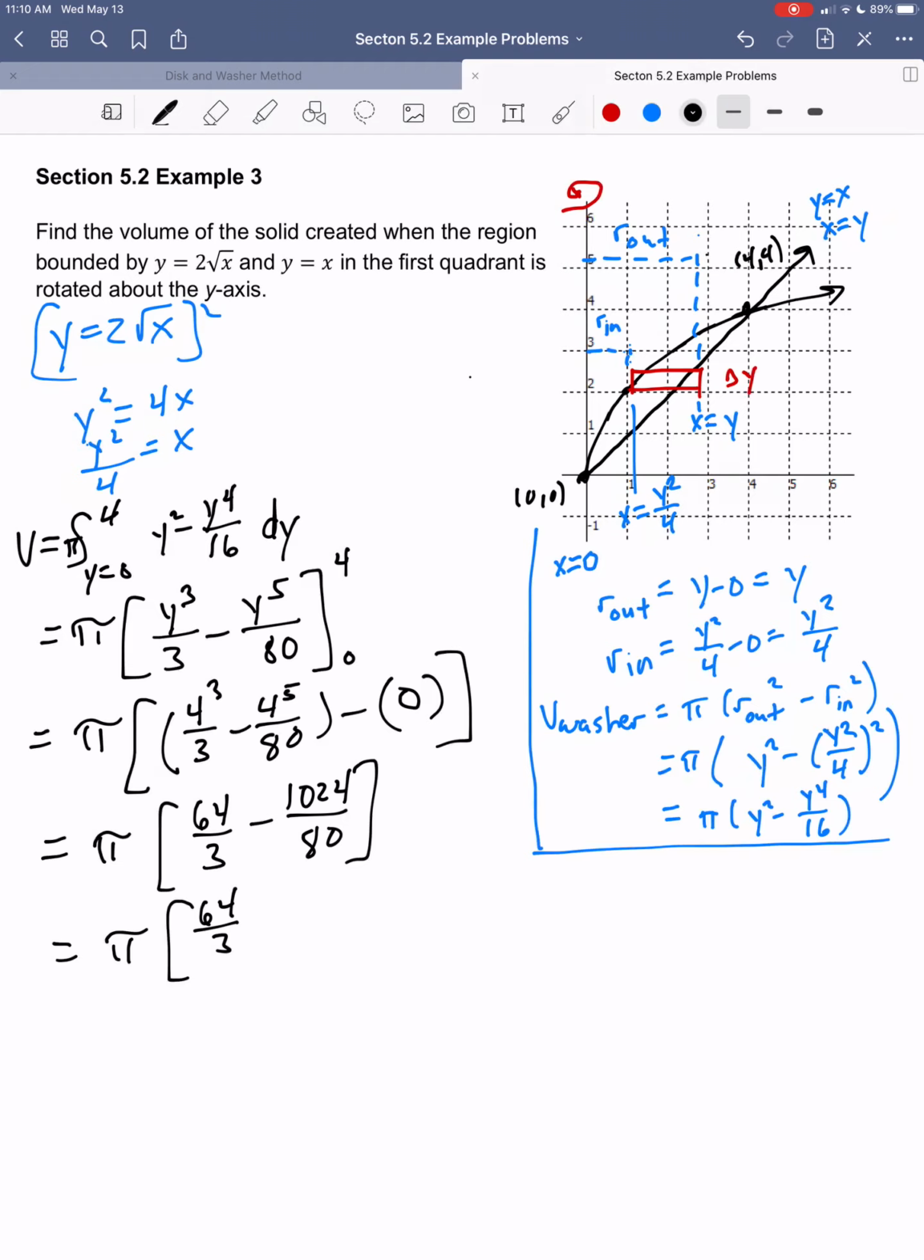1024 over 80. It turns out I can divide both top and bottom by 16. So 1024 divided by 16 is 64. And 80 divided by 16 is 5. I'm going to get a common denominator of 15. So I'm going to multiply by 5 and 5 and 3 and 3.